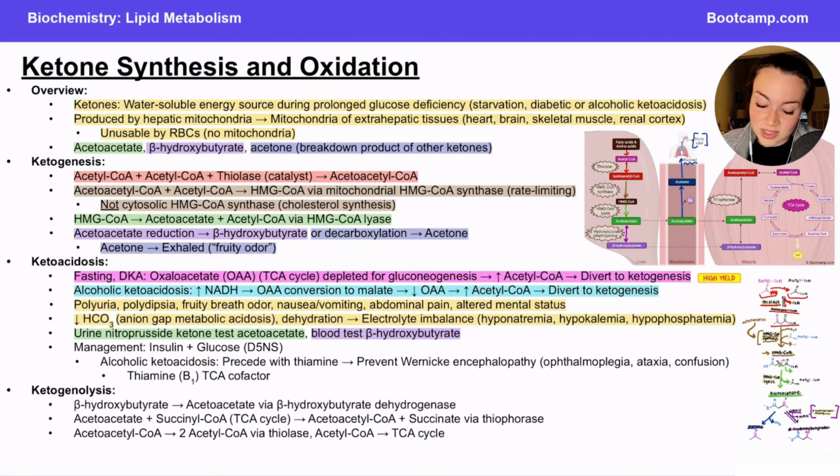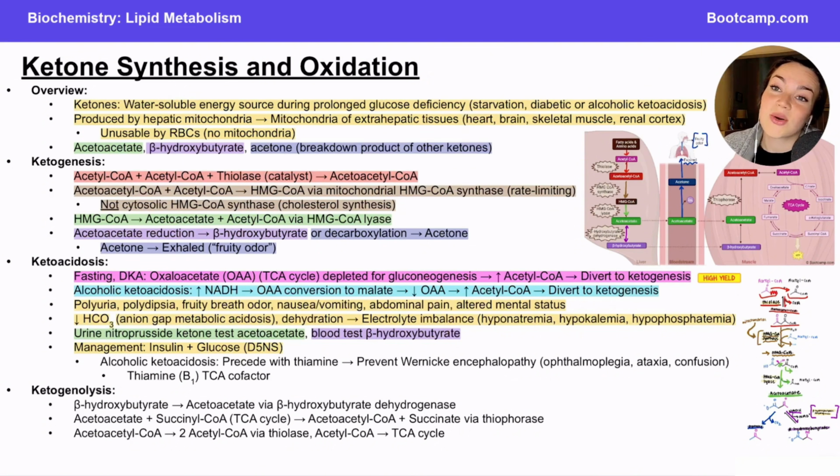To manage ketoacidosis, you're giving insulin and glucose. That glucose is often in the form of D5 normal saline. And there's a lot of other considerations you have to take into account, like fluid resuscitation and all that. But in terms of step one, the answer they like is glucose and insulin. You give the glucose and you give the insulin to actually shift all of that glucose into the cells.